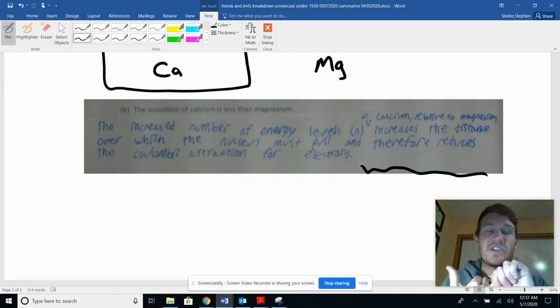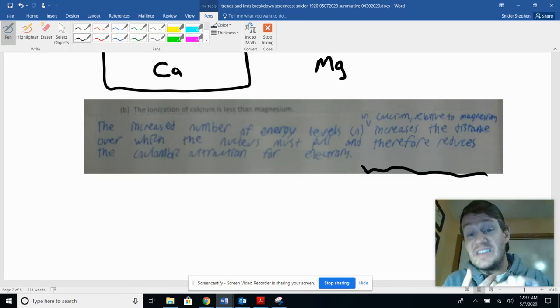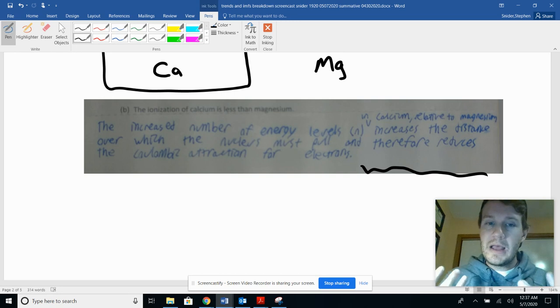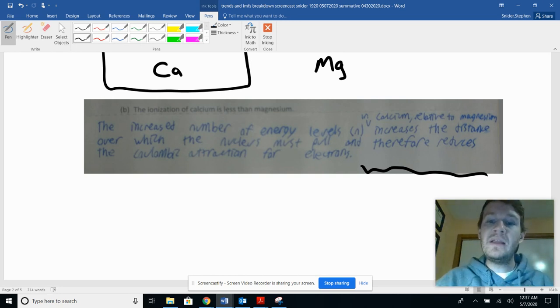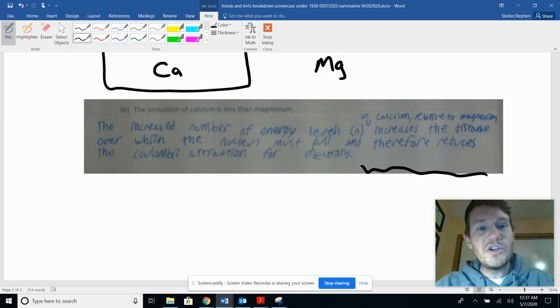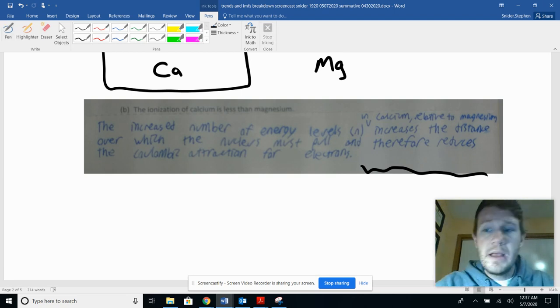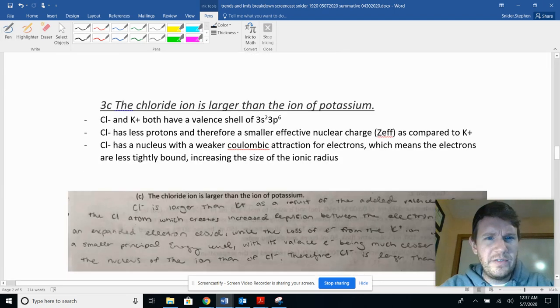What do we know as far as Coulombic attractive forces go, either based off of distance or effective nuclear charge? But in this case, we're moving up and down, so we're talking about a distance. And what does that really mean? It means it's going to take less energy to remove the electron, and that is why the ionization energy of calcium is going to be less than for magnesium. Okay, let's go ahead and talk about 3C.